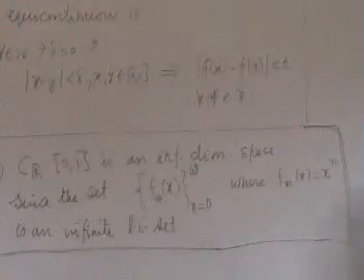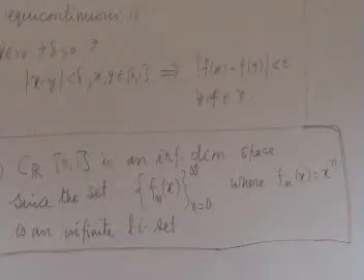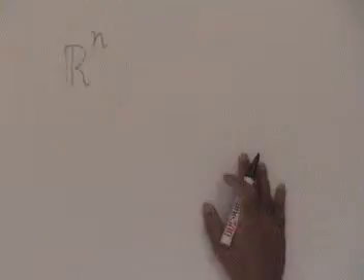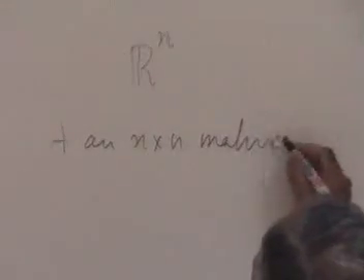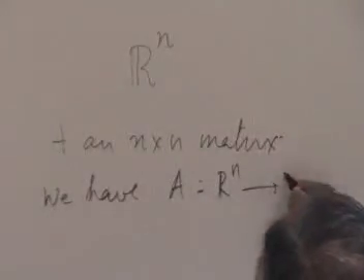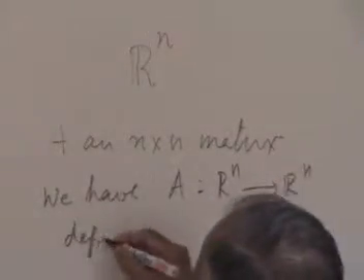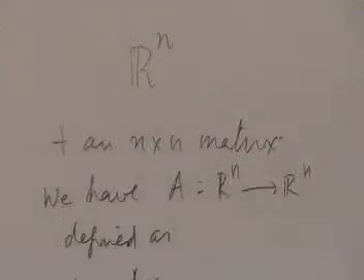So let us first of all look at R^n and see certain things for that. In R^n, we study lots of transformations, and the simplest ones we study are the linear transformations. Linear transformations on R^n mean simply matrices, n by n matrices. So if you have A, an n by n matrix, we have A mapping R^n to R^n defined as x going to Ax.